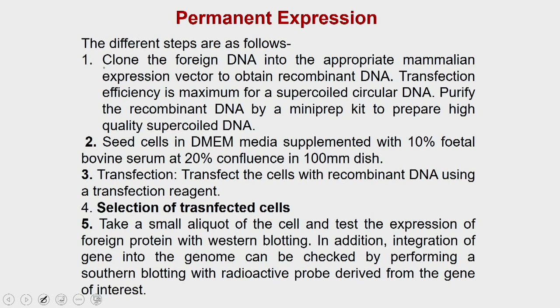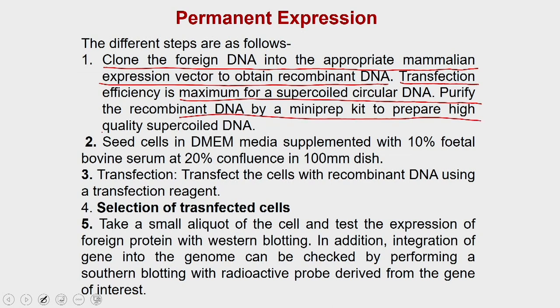In step one, you first clone the foreign DNA into the appropriate expression vector to obtain the recombinant DNA. This step is exactly the same as we have discussed for the transient expressions. You know that the transfection efficiency is going to be maximum for supercoiled circular DNA. Then you purify the recombinant DNA either by mini prep or as a high quality supercoiled DNA. Then you seed the cells in DMEM media supplemented with 10% FBS at 20% confluency in a 100 mm dish.